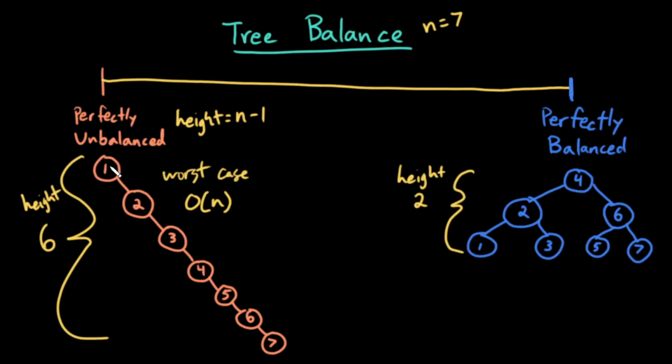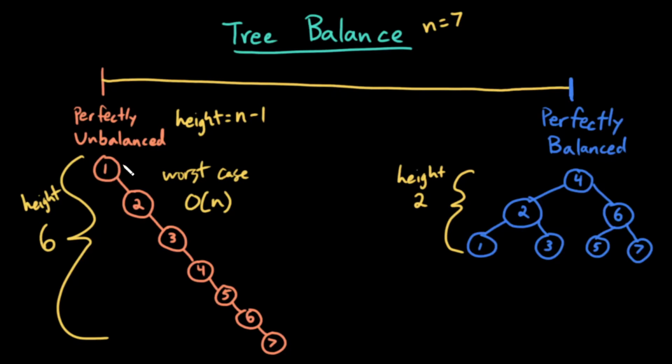Removing 7, I would start at the root. 7 is bigger than 1, traverse right. 7 is bigger than 2, traverse right. 7 is bigger than 3, traverse right. 7 is bigger than 4, traverse right. 7 is bigger than 5, traverse right. 7 is bigger than 6, traverse right. Oh, 7 is equal to 7, I can remove it.